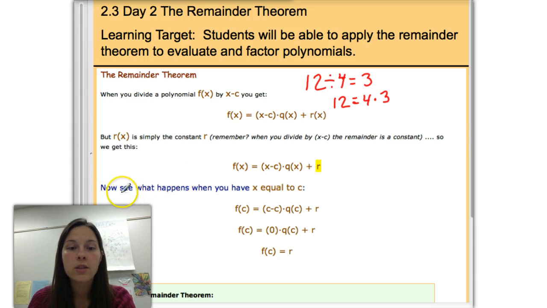The next piece that we're going to look at is where the remainder theorem comes from and where the applications are important. So let's see what happens if you have x equal to c. If we replace our x with a c, this becomes c minus c, which is 0. So that makes this product equal to 0, and we're left with the remainder. Look over here. This is evaluating the function at c, replacing that x with a c. So if we want to evaluate a function, we can use synthetic division, and the remainder will be equal to the value of the function evaluated at that c value or some number.